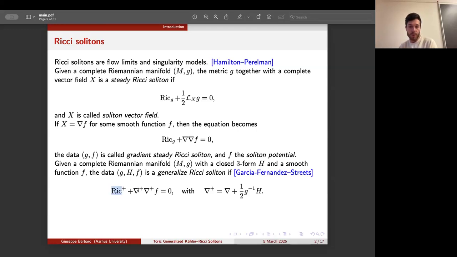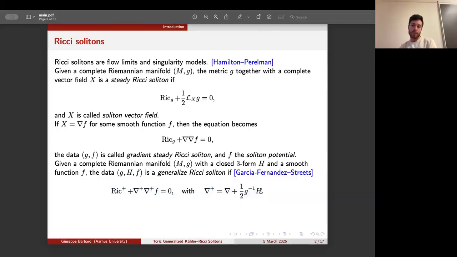The equation is as before: Ricci plus the Hessian of f equals 0. But we are not considering the Levi-Civita connection, but a connection which has torsion, and the torsion is this three-form. So why is this equation interesting? Well, this arises from string theory in the physics context, but from a more mathematical point of view, again, these are flow limits of the generalized Ricci flow. So this might be your motivation for being interested in them.